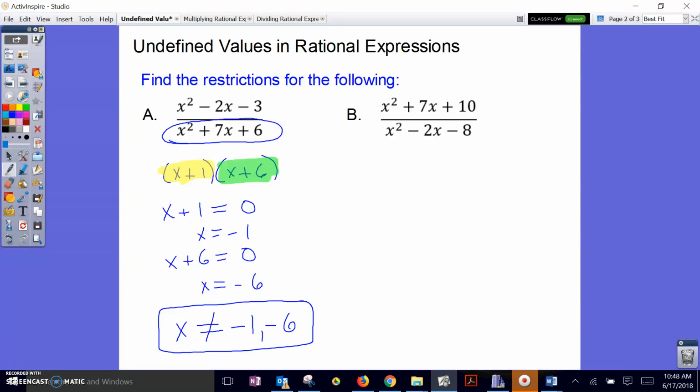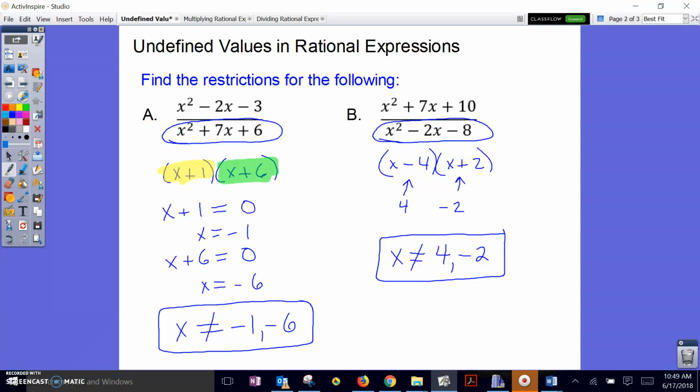In part B, we'll do the same thing. We'll look at what values of x make this denominator equal to 0. We factor. That factors as x minus 4 times x plus 2. The values that make each of these 0: x equals 4 makes that 0, and x equals negative 2 makes that 0. And so our restrictions are that x cannot be equal to 4 or negative 2. That's how we find restrictions.